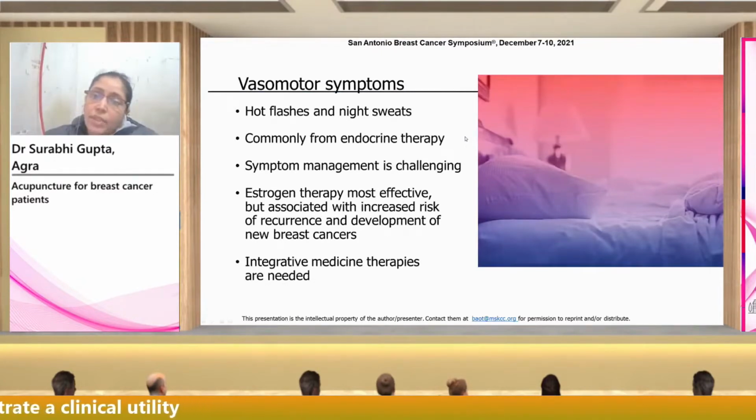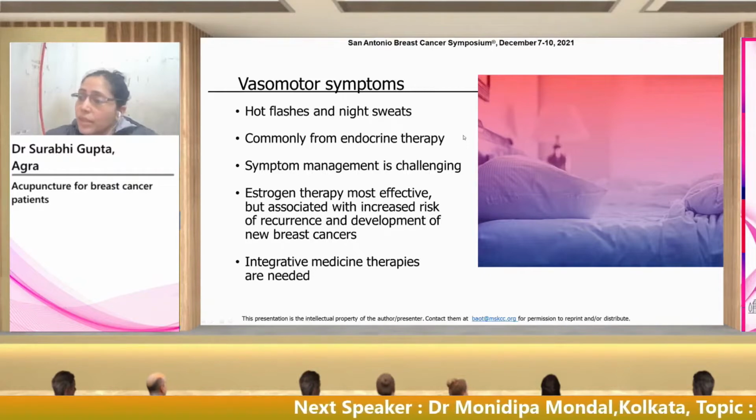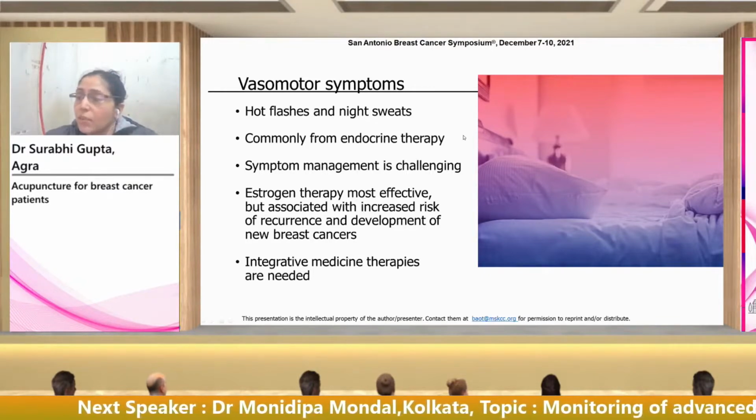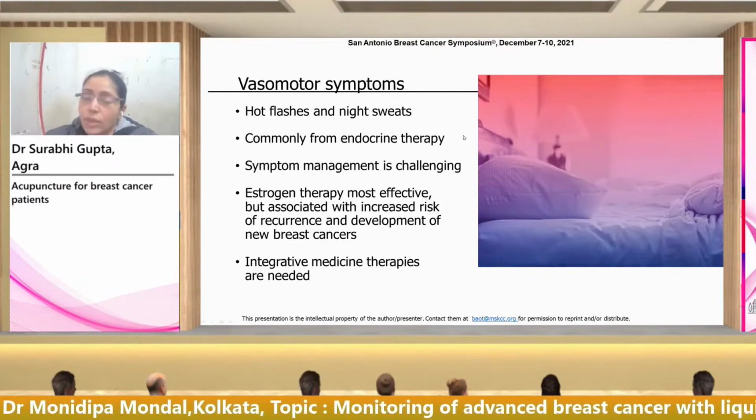is the vasomotor symptoms, where patients present with hot flushes and night sweats, and this is due to the use of endocrine therapy. Symptomatic management is challenging. Estrogen therapy, we know, is the most effective treatment modality in these patients, but it is associated with increased risk of recurrence as well as development of new breast cancer. So what is the option?